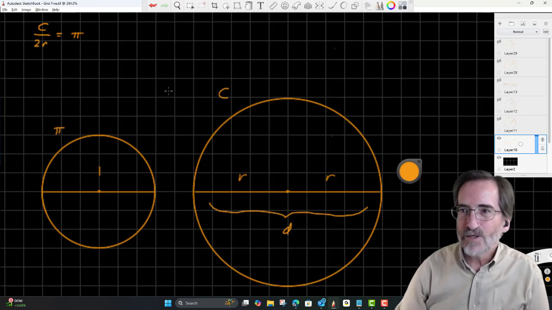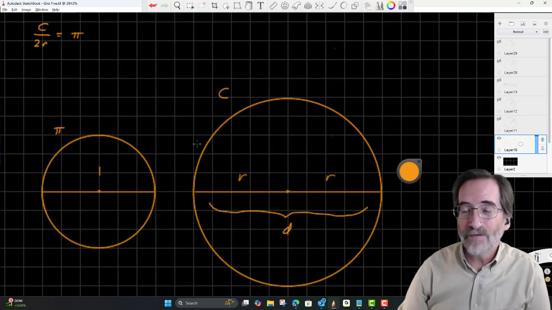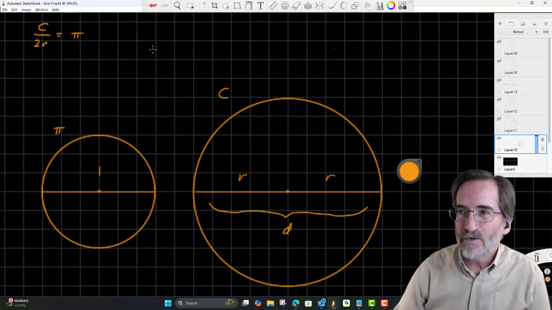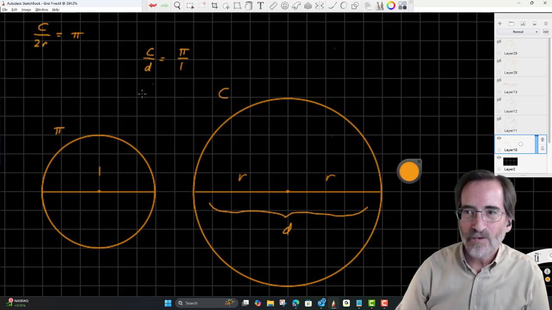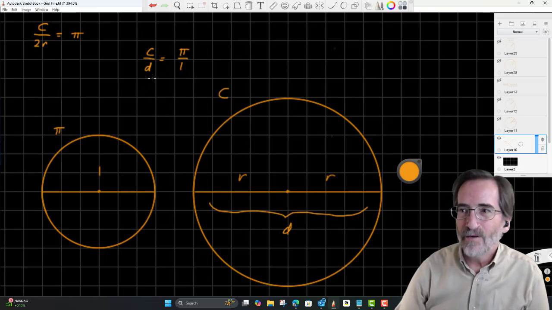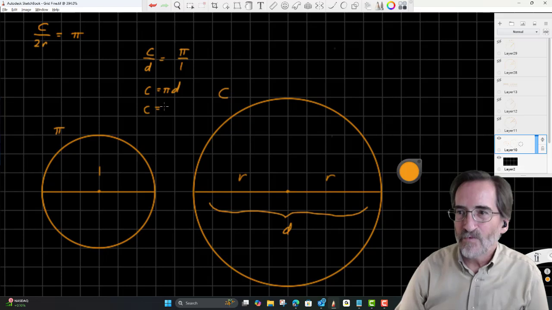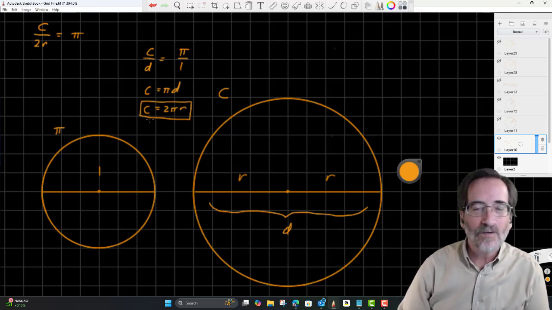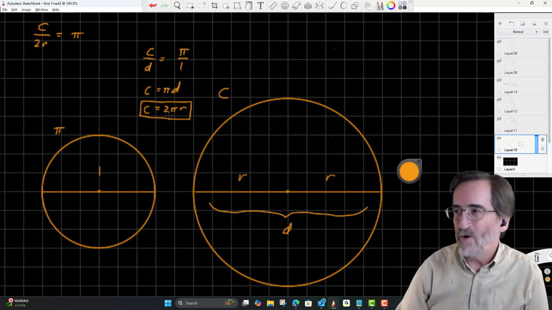All circles are similar. We learned that. Circumference divided by diameter equals pi divided by 1, because they're similar. Or circumference equals pi d, or circumference equals 2 pi r, because the diameter is 2r. So this is the formula for the circumference of a circle. Circumference of a circle is 2 pi r. Just remember, 2 pi r better than 1.